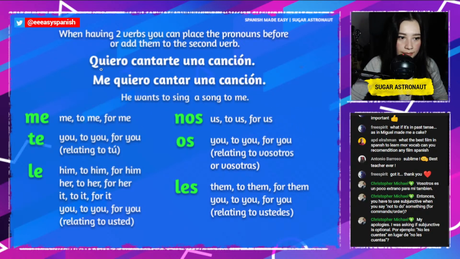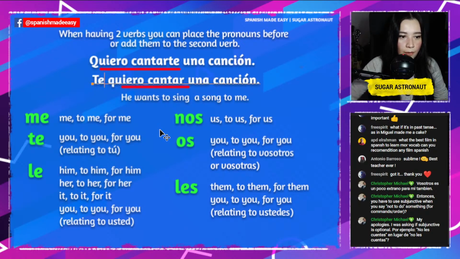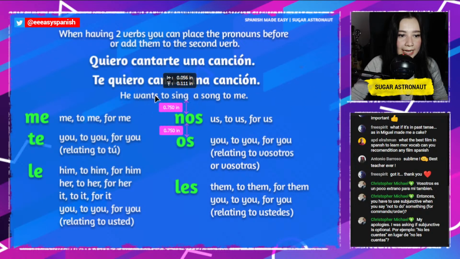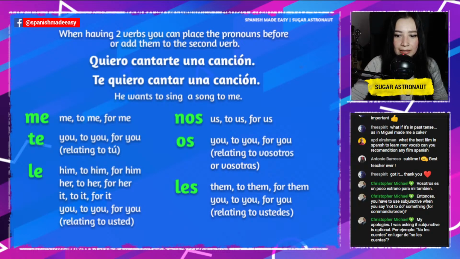And that's why we're talking about that, okay? And you can see the two verbs here as well. So if you have the two verbs, you have two options, as I said before. You can add the pronoun to the second verb, or you can add the pronoun before the two verbs. So in this situation, the first sentence says, quiero cantarte una canción. Okay, so cantarte, that's the pronoun right there, and it became one word, the verb and the pronoun, or you can place it before the two verbs.